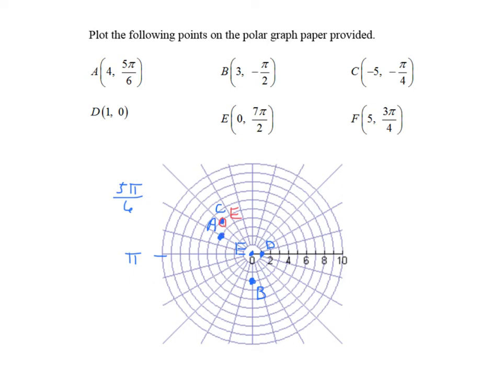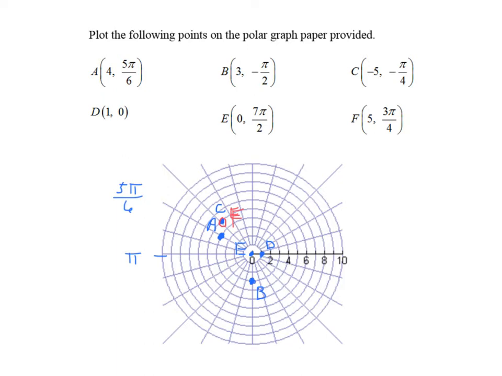All right. You might also notice that that's also where point F is, right? Point F, I'm sorry, that should be point F, in red there. So the point negative 5, negative pi over 4 is the same as positive 5, 3 pi over 4.